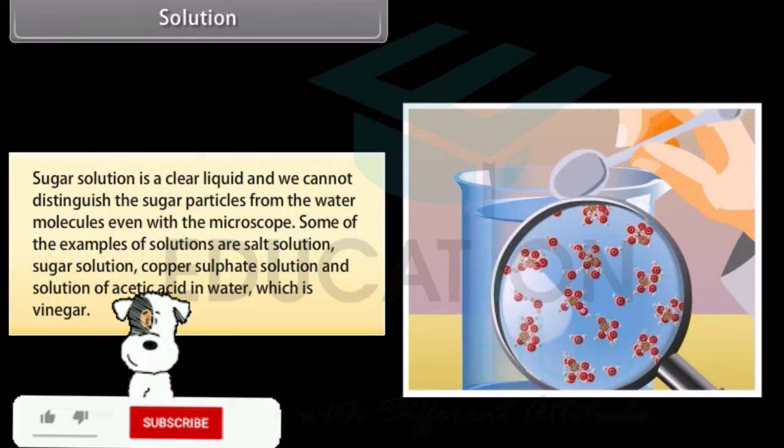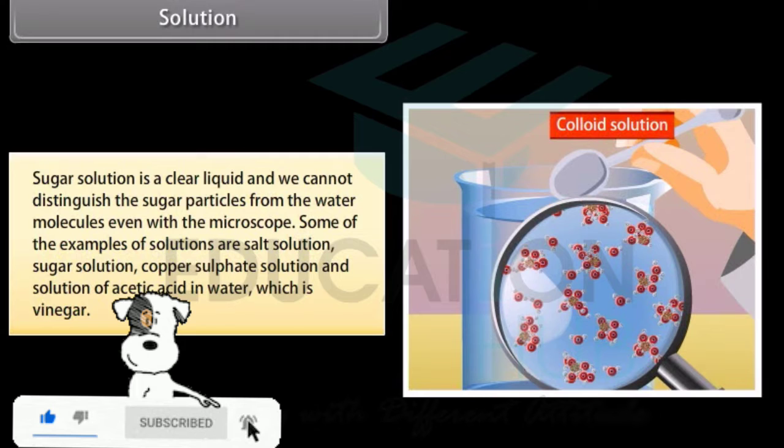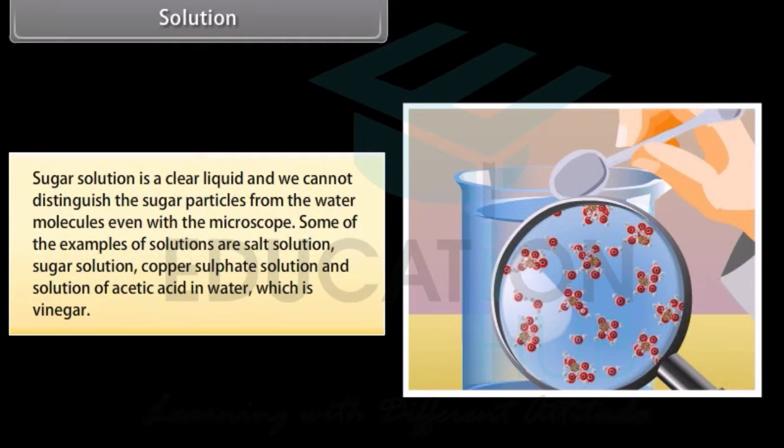Sugar solution is a clear liquid, and we cannot distinguish the sugar particles from the water molecules even with a microscope. Some of the examples of solutions are salt solution, sugar solution, copper sulfate solution, and solution of acetic acid in water, which is vinegar.